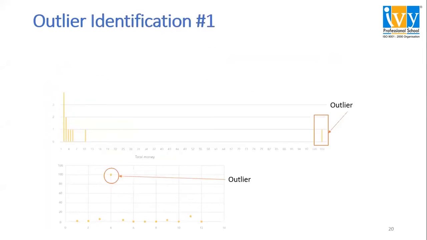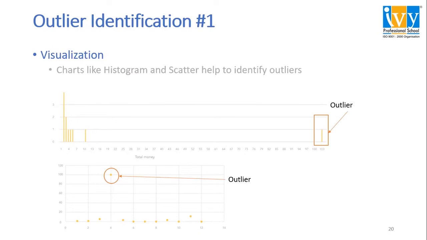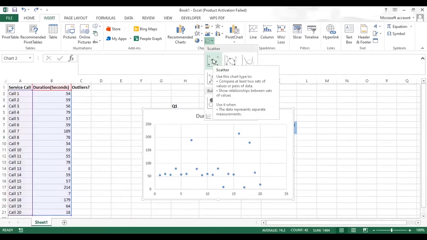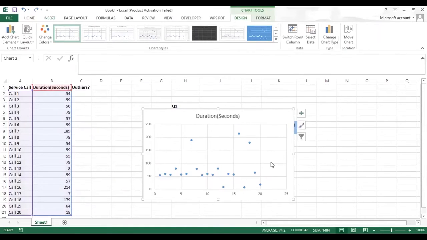The outlier identification one. Here we see there are two types of charts. Visualizations like histogram and scatter chart help in identification of outliers. Now, we can perform it on a data set. Let's have a look. Here in the scatter chart, the points that are out of the range are known as the outliers. So this is the first way we detect outliers.